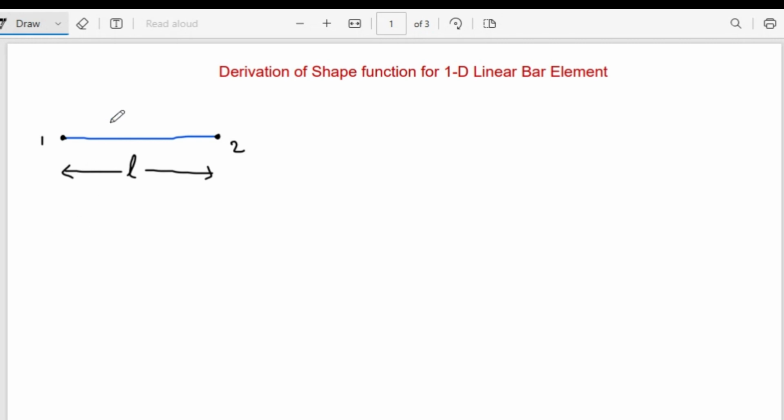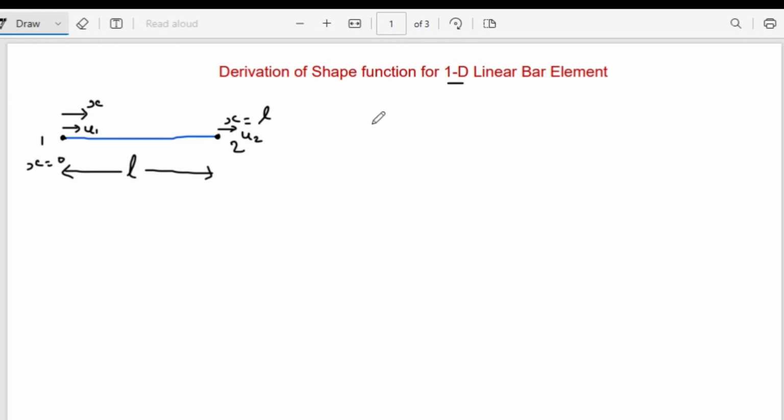Let us assume an axis system. Since we are dealing with a one-dimensional member, there is going to be only one axis, the x axis. Here x is equal to 0, and here x is equal to L. At x equal to 0 there is a displacement of the node, say u1, and there is also a displacement of node 2, which is u2.